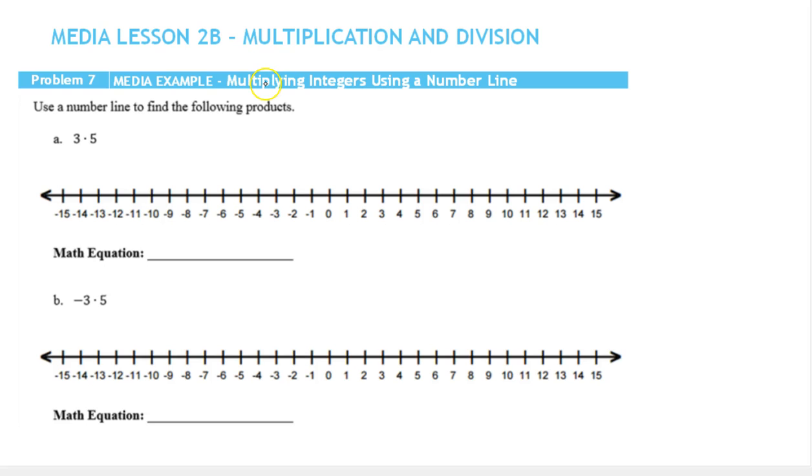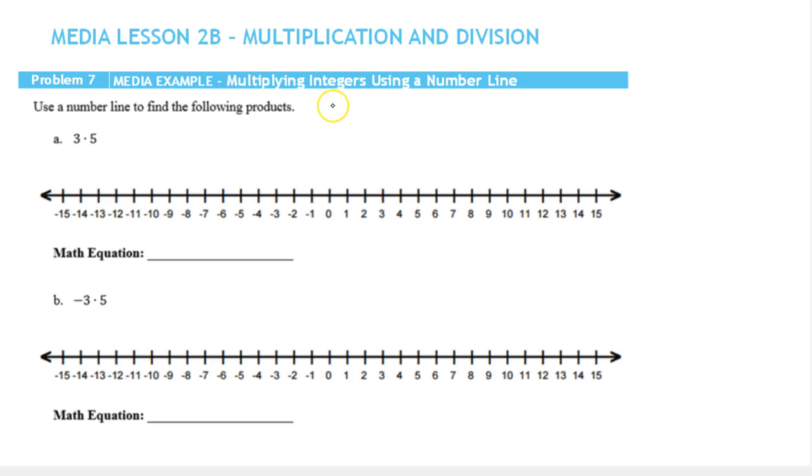In this example, we're going to multiply integers using a number line. So remember, the more different ways you have of representing something or visualizing something mathematically, the better off you are. So we saw an example that was like a number line in our first example when we were talking about accumulated distance. So here we have 3 times 5.